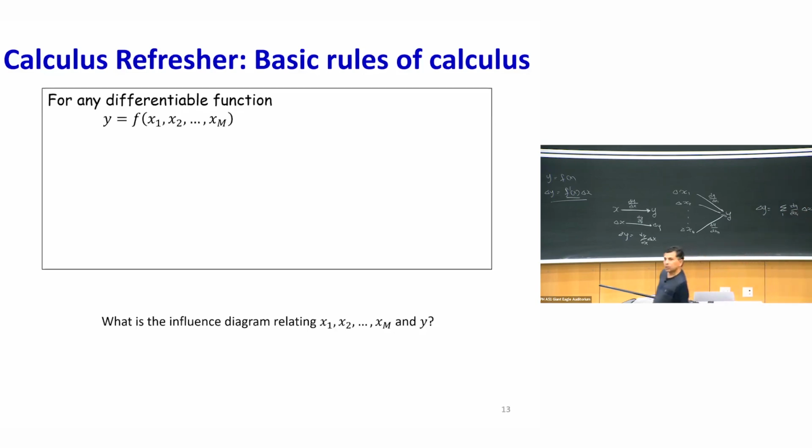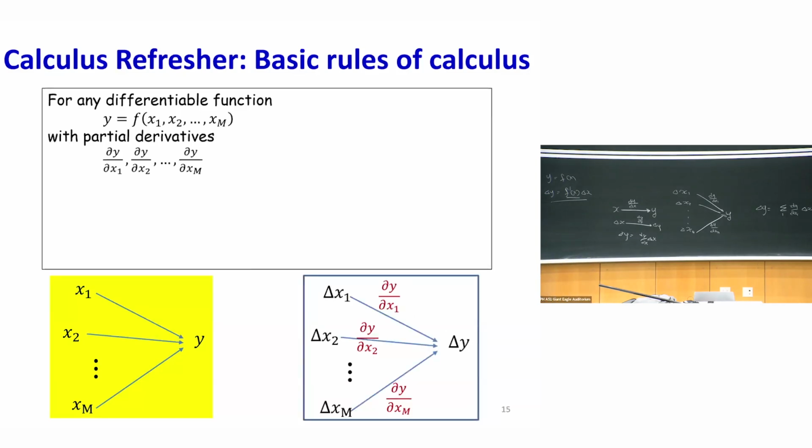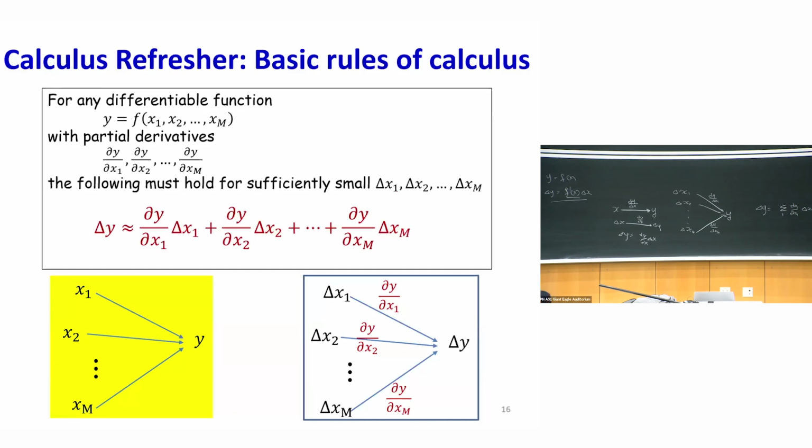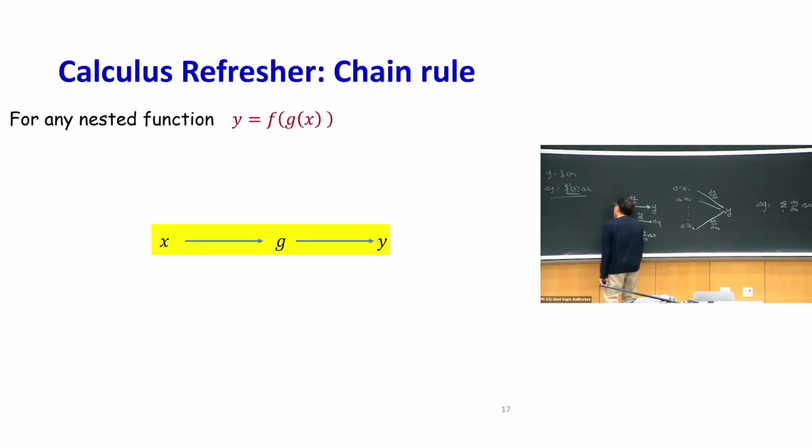We're going to see it a few more times in the next few classes. And so here's the influence diagram. The derivative diagram is going to look like so, which gives you this distributed derivative rule, which all of us were familiar with from school. Questions? No. Okay.